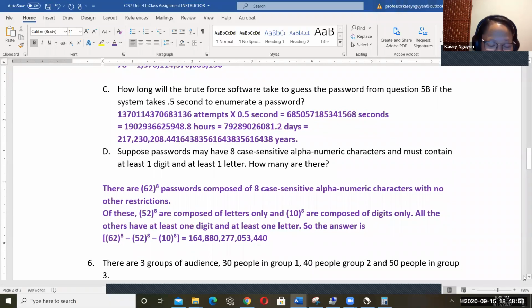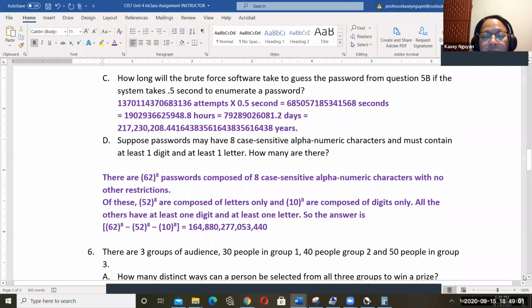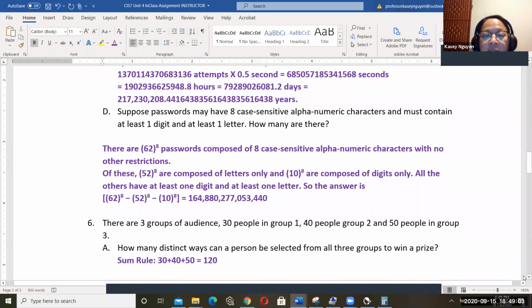Again, you will find something similar to this on a quiz and test. So as you go through and review for your quiz or your test, you need to look back into your assignments and make sure you understand how to calculate these. Okay, so let's work on number 6.